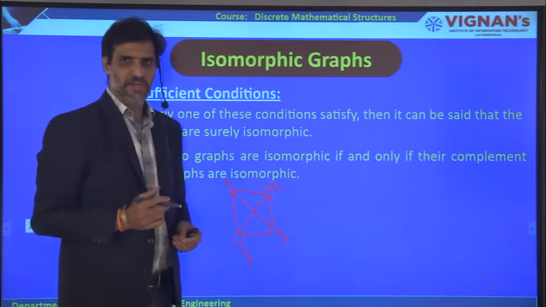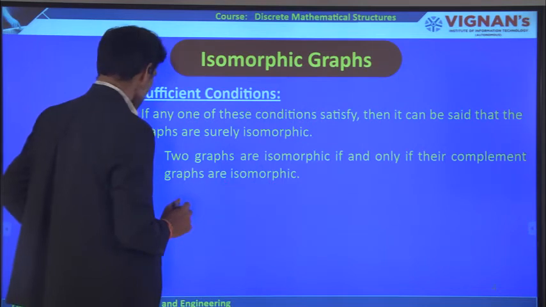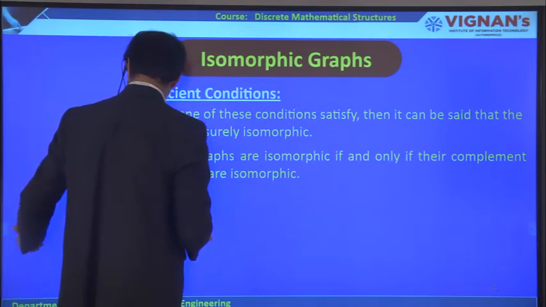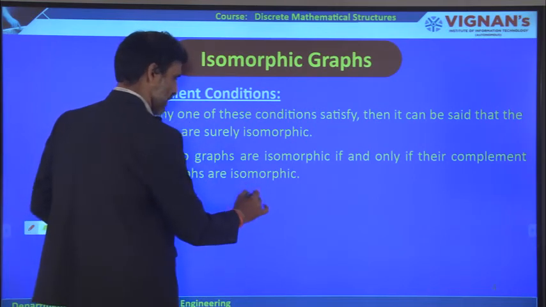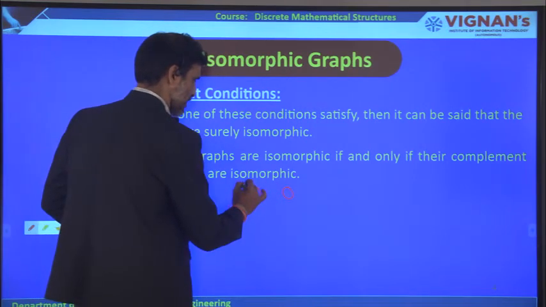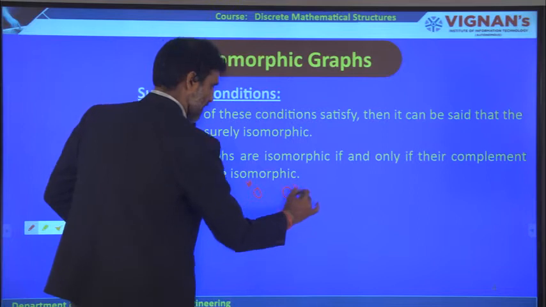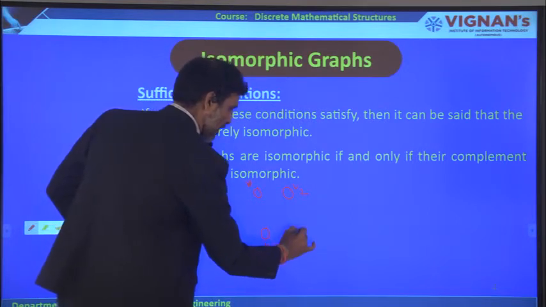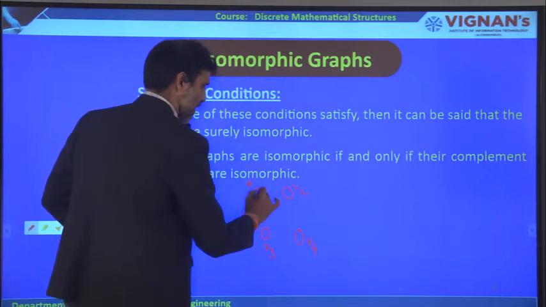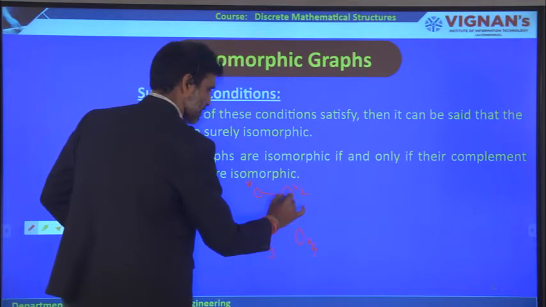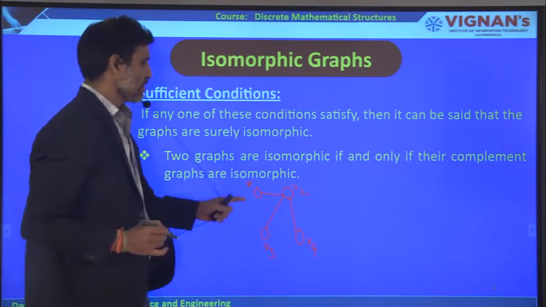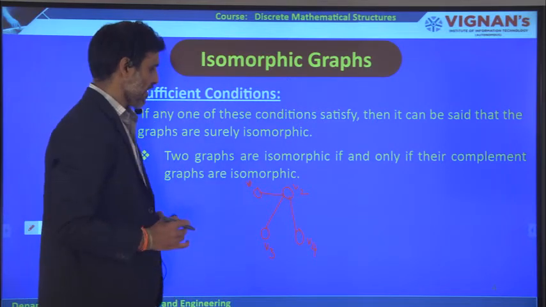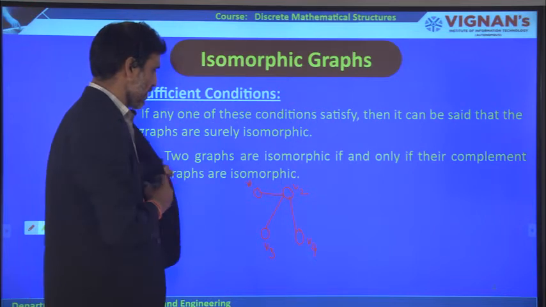How do I find a complement of this graph? To know the complement of the graph, you have to take a graph like this, v1, v2, suppose I have taken v3 and then v4. I have taken a graph like this. I want to find the complement of this particular graph.